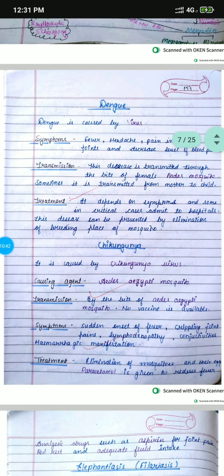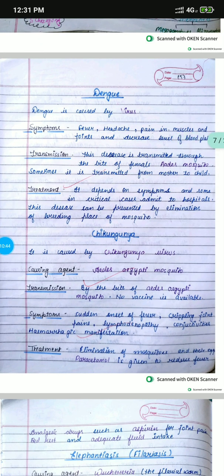Next one is chikungunya, caused by the chikungunya virus. The causing agent is the Aedes aegypti mosquito. The transmission is by the bite of the Aedes mosquito. No vaccine is available. Sudden onset of fever is the symptom. Joint pain is also there, and conjunctivitis in the eyes, and sometimes hemorrhage. The treatment is only the elimination of mosquitoes.